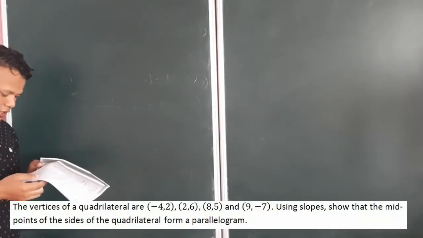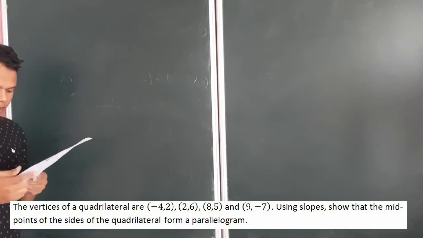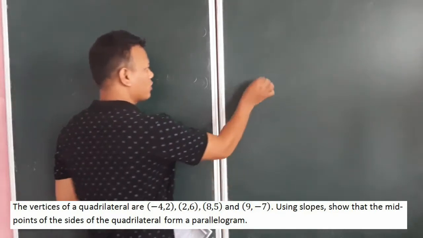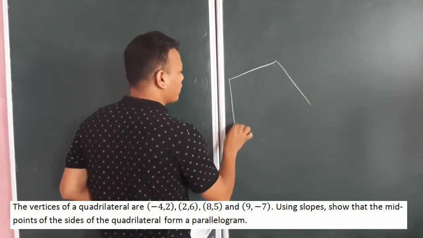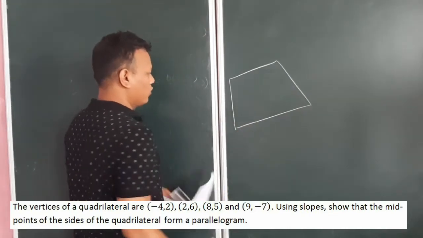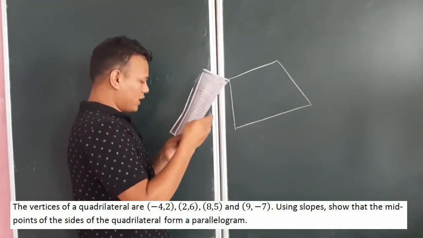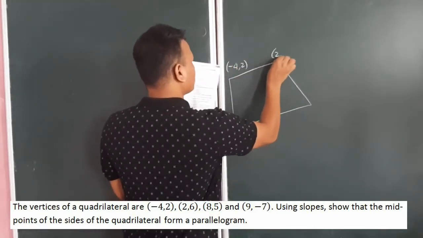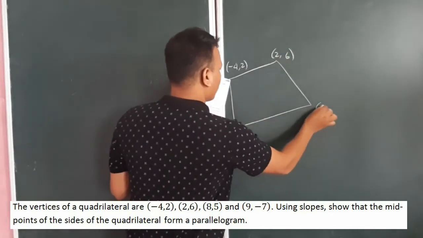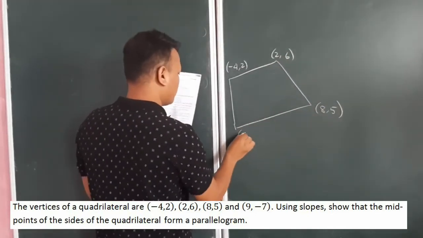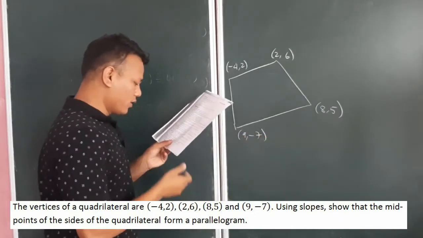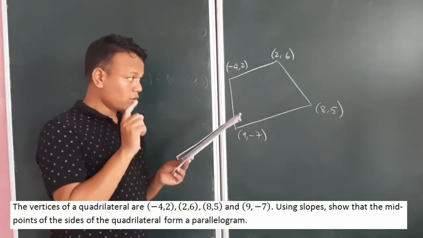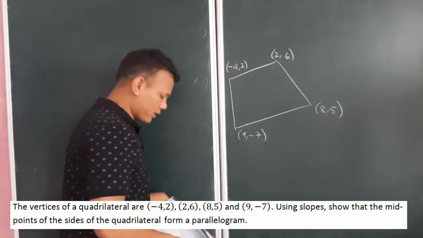So let's see the 13th problem. The question says the vertices of a quadrilateral are minus 4, 2. Okay, so there's a quadrilateral. Let me draw a rough quadrilateral for you. So this is my rough quadrilateral. The vertices of the quadrilateral are given to be minus 4, 2. Another vertex is given to be 2, 6. Another vertex is given to be 8, 5. And the last one is given to be 9, minus 7. Using slopes, show that the midpoints of the sides of the quadrilateral form a parallelogram.